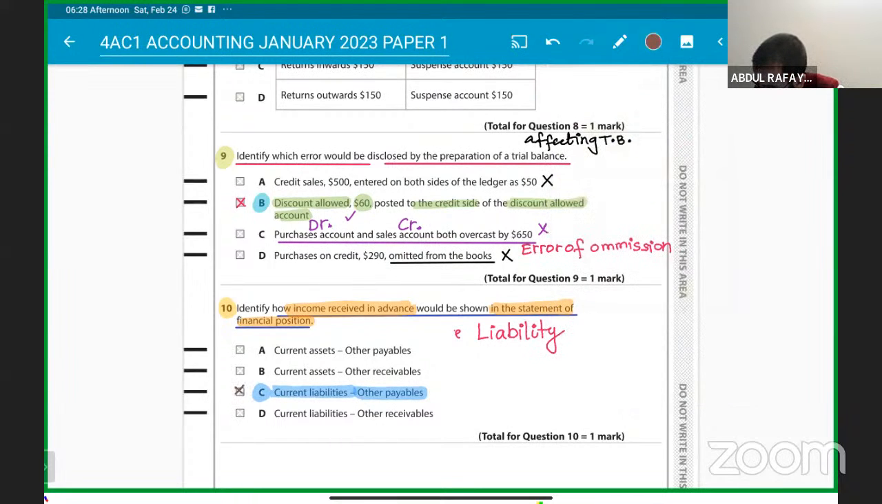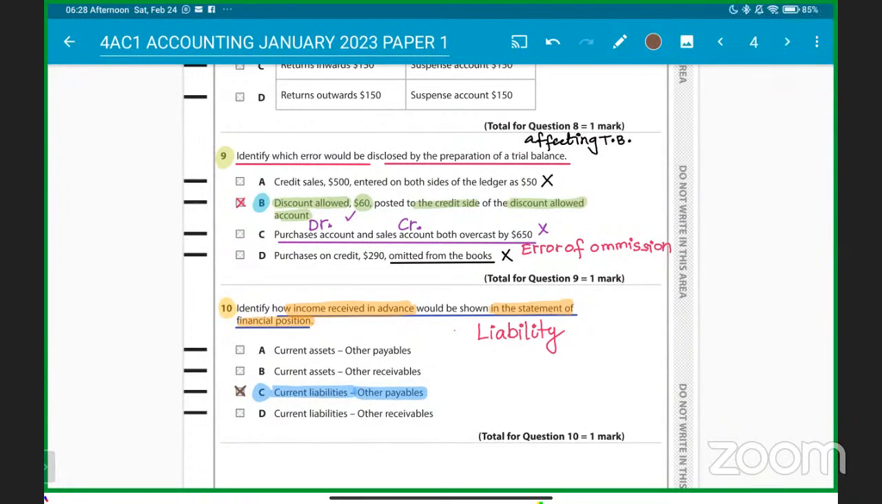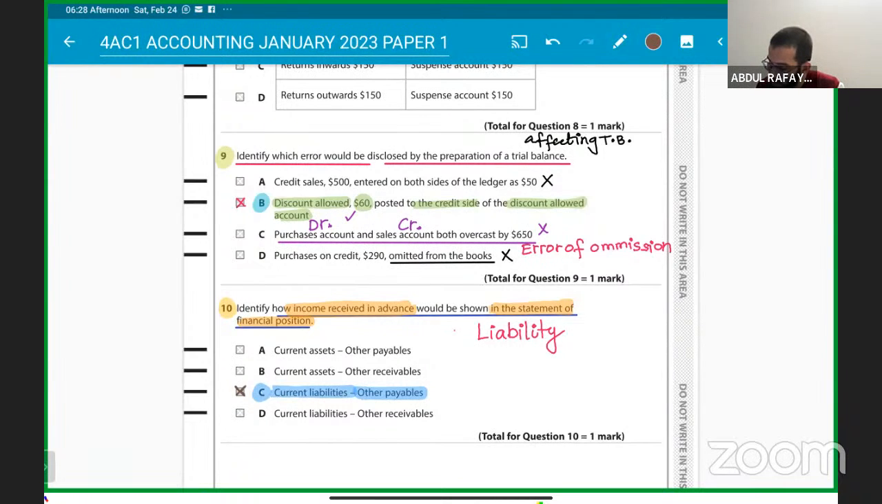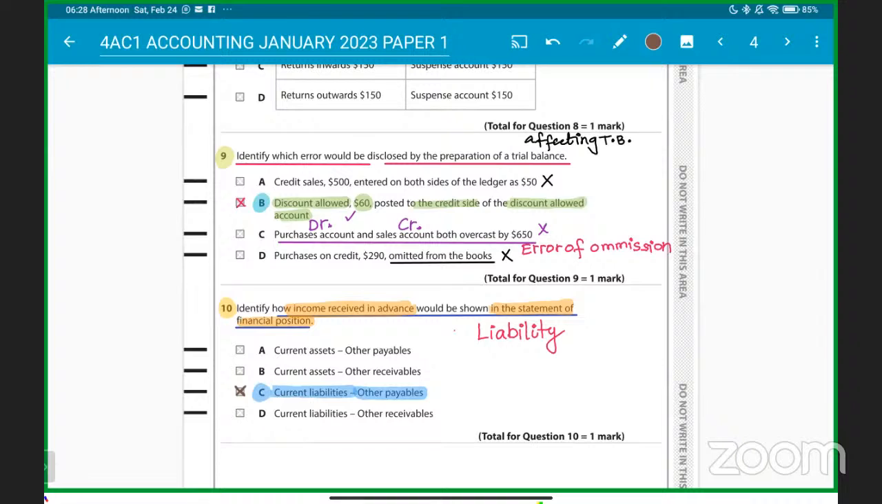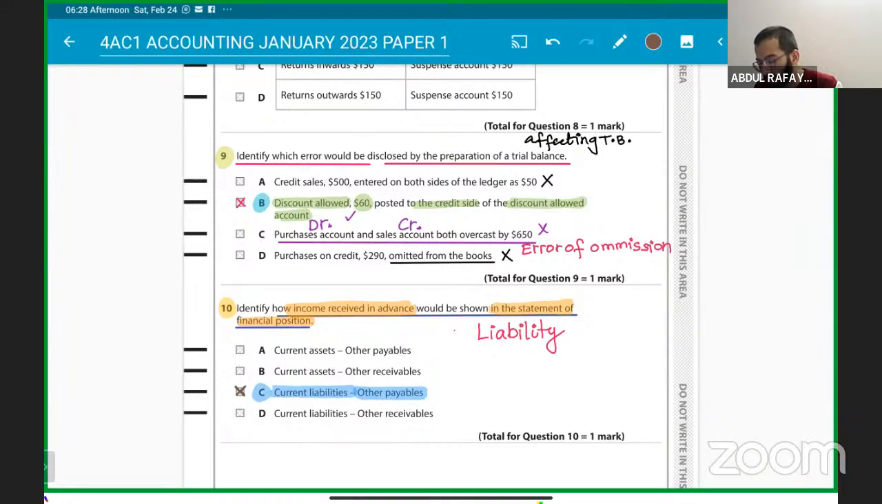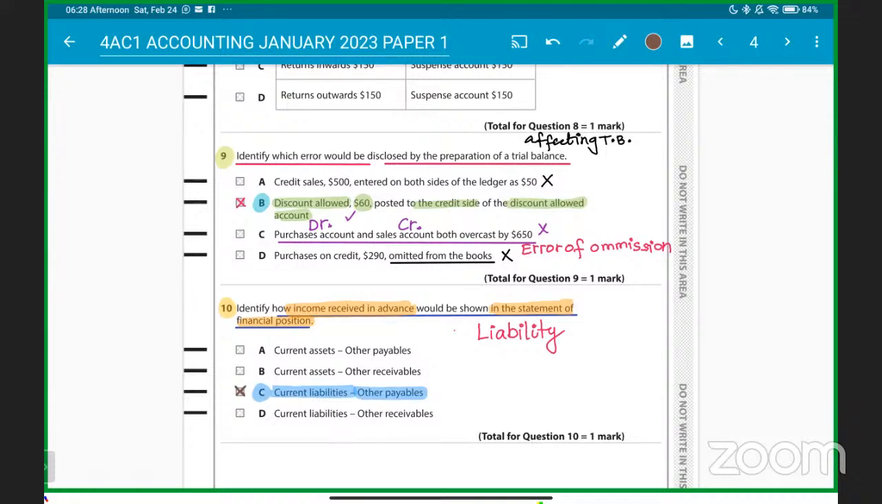Why is it other payables? Because we have to provide the service against it. It's a liability on us. That is what makes it a current liability, and we have to make the payment for this. Prepaid expenses and income that is accrued are different. This income is already received in advance, so it's a liability on us.